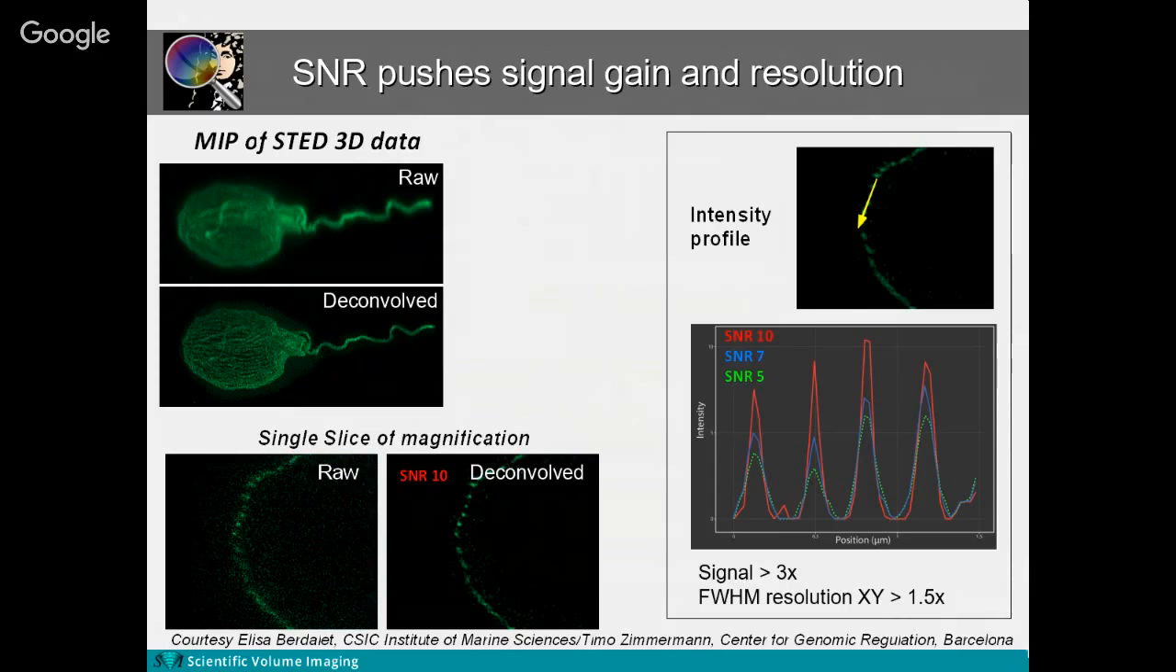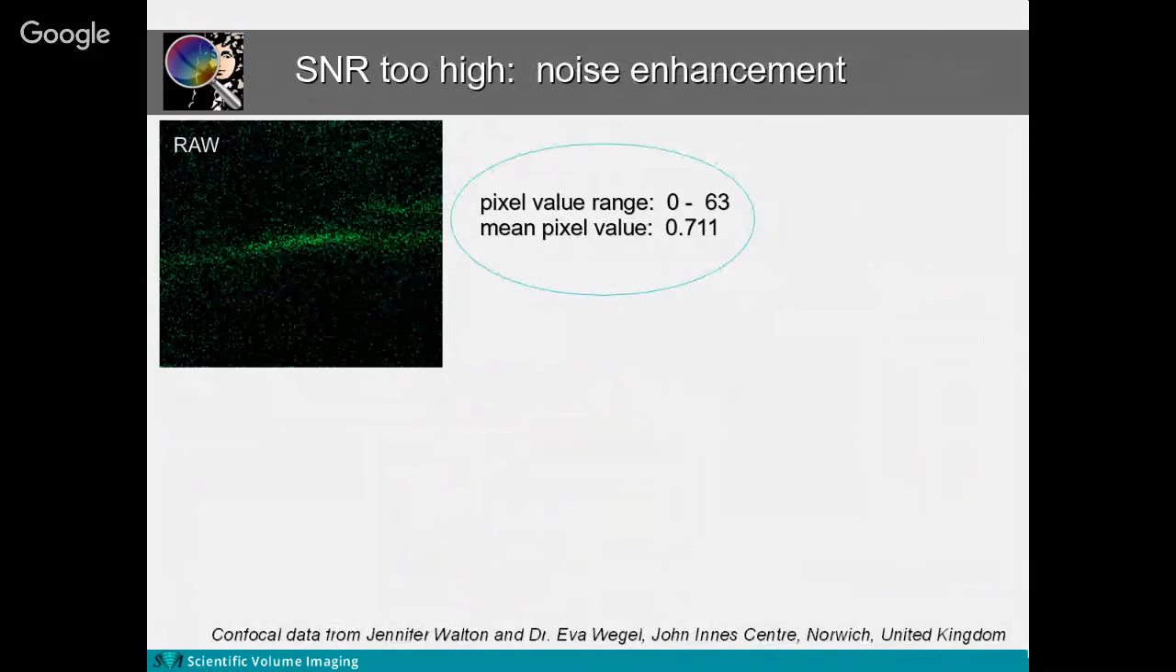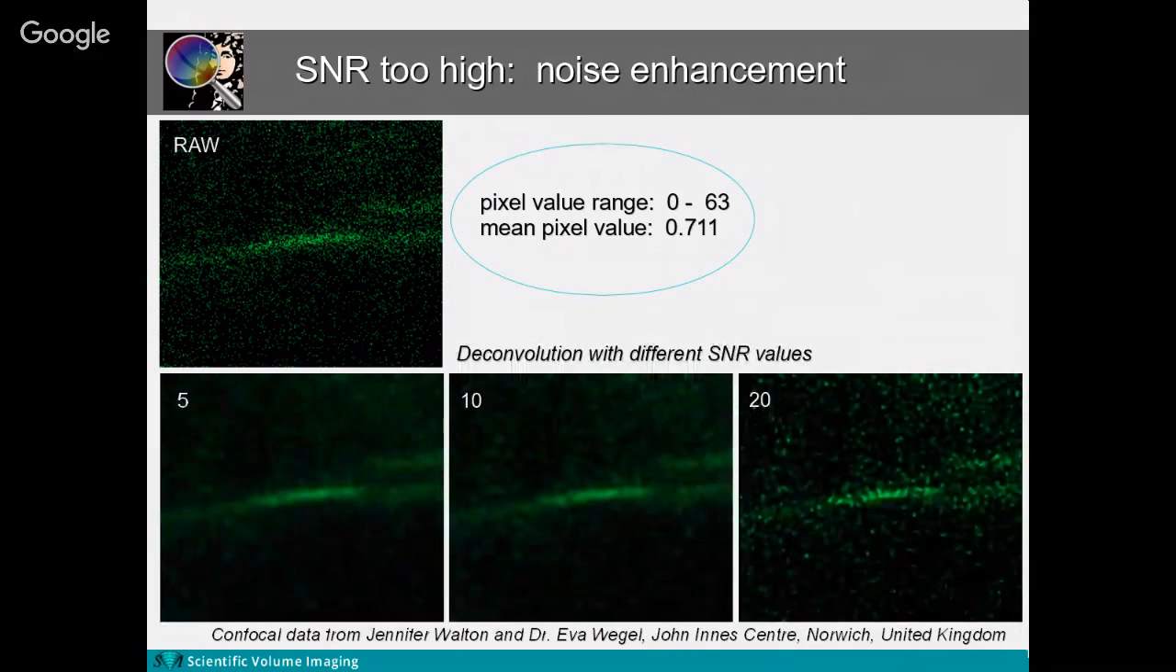But like with image acquisition, you need to be aware of artifacts. A too low signal to noise ratio, for example, will still give a too smooth result. A too high signal to noise ratio setting can give you noise enhancement. For this, I'm presenting here the noisy confocal data from Jennifer Watson and Eva Weigel. Here we've deconvolved with different SNR settings, and you see that at a value of 20, you are creating noise in the background of the data set. So it's better to deconvolve this at a value of 5 or 10.